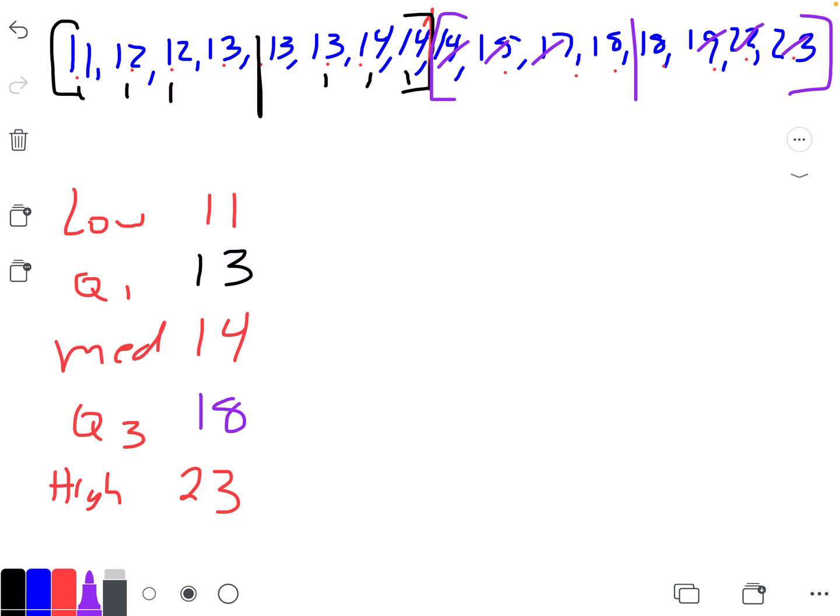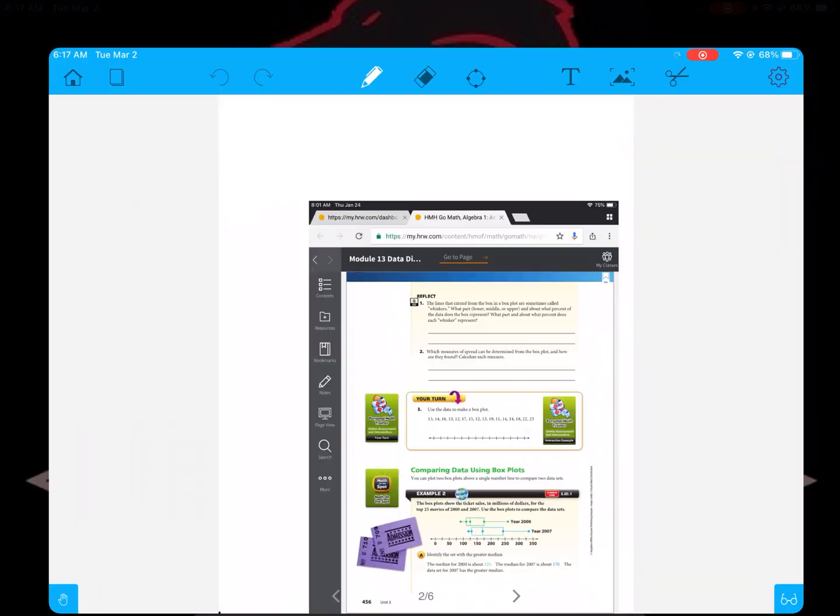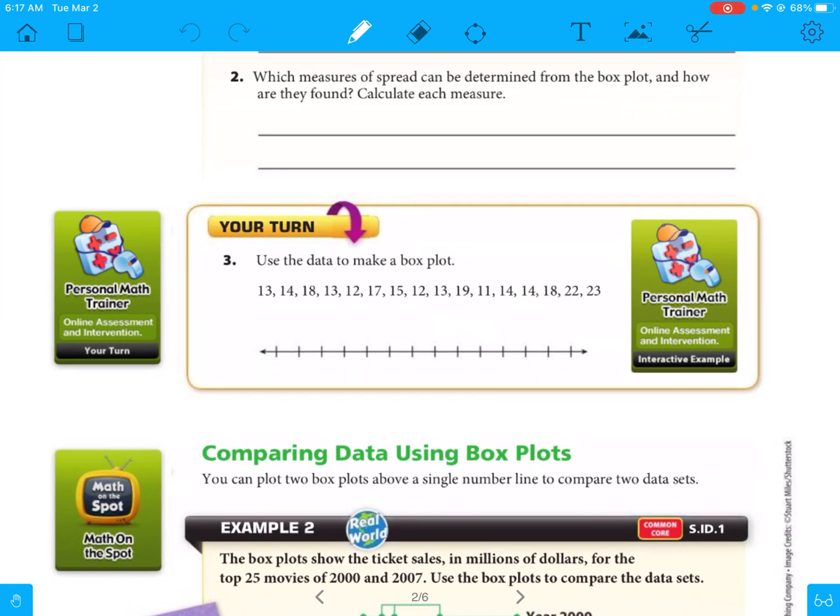So now we have our low, our quartile 1, our median, our quartile 3, and our high. What we have to do is create a box and whisker plot using that data. If we go back here, our numbers have to be between 11 and 23. So we'll start at 10 and go up by 2: 10, 12, 14, 16, 18, 20, 22.